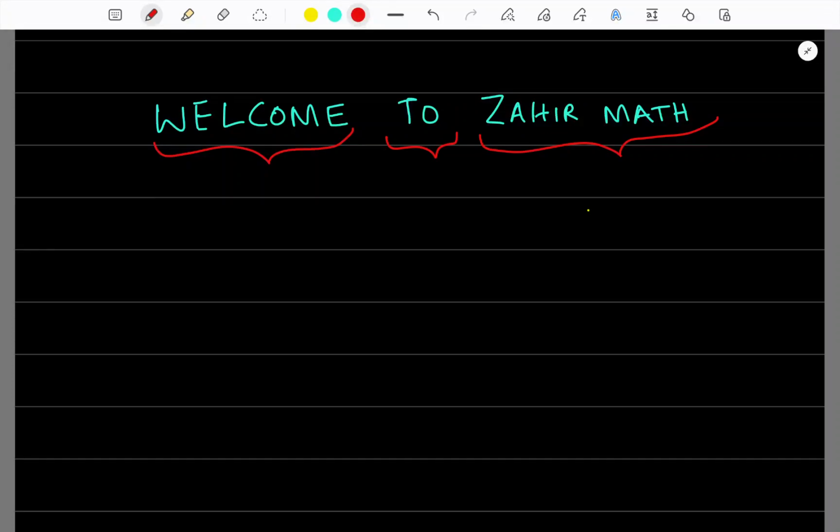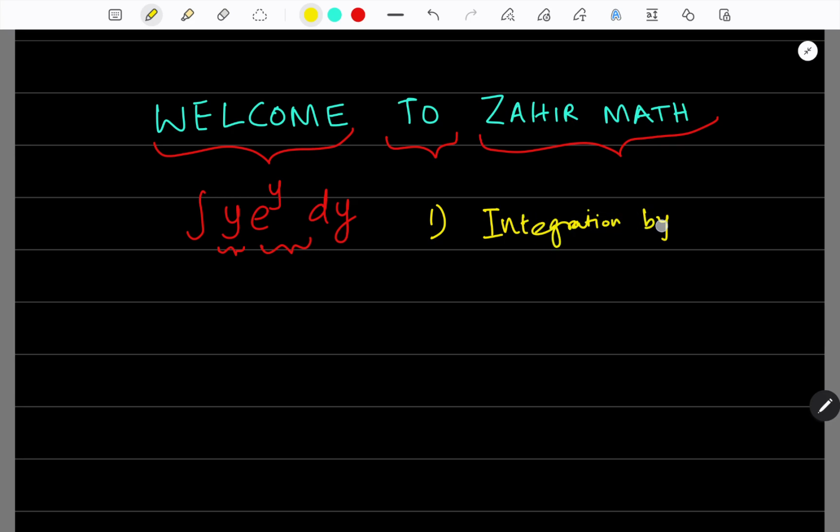Right, today I'm going to discuss one integration question, which is integral y e power y dy. How to integrate this one? This is also a function of y, this is also a function of y. It looks like a product, right? So I'm going to use integration by parts, one method. Okay, the first method I'm going to use is integration by parts, right?